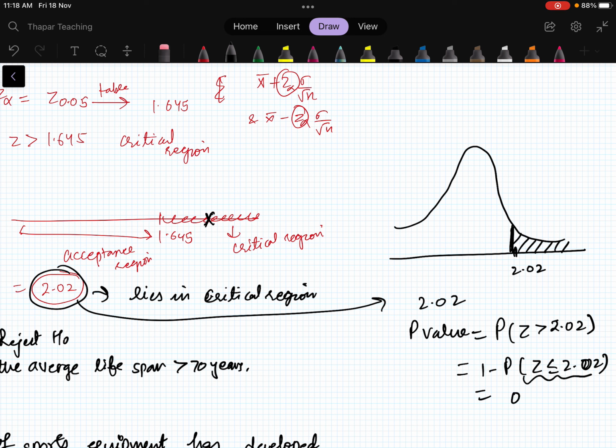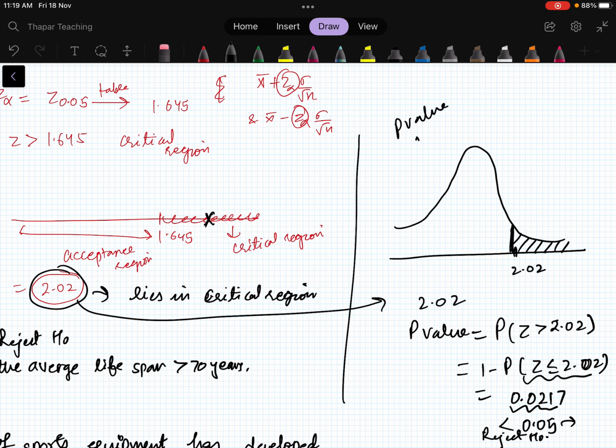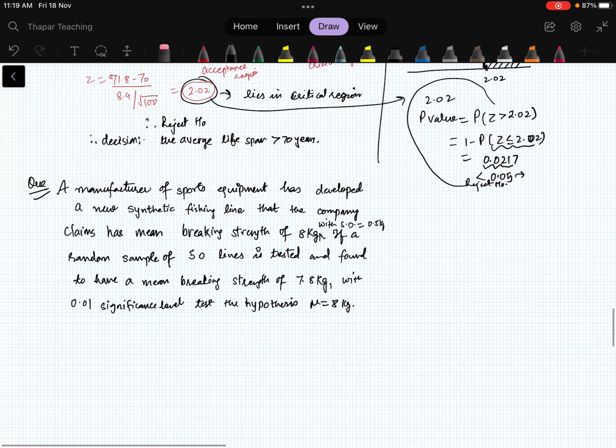This number is 0.0217. So clearly this is less than 0.05, which was your significance level. Therefore reject H naught. So you see the difference between the classical approach and the p-value approach. They are almost the same. Just here you have to find the probability. Now let us look at another problem.